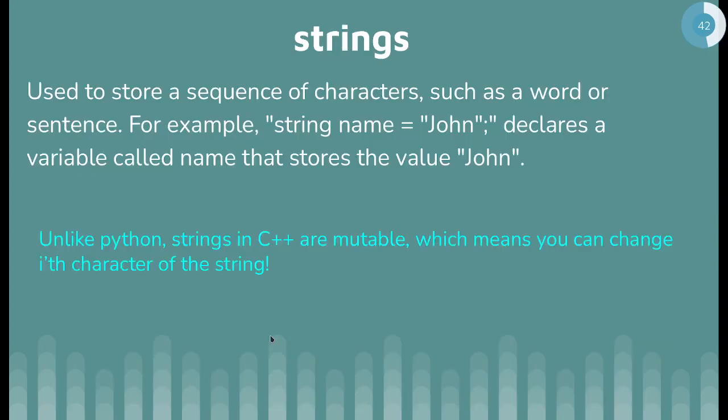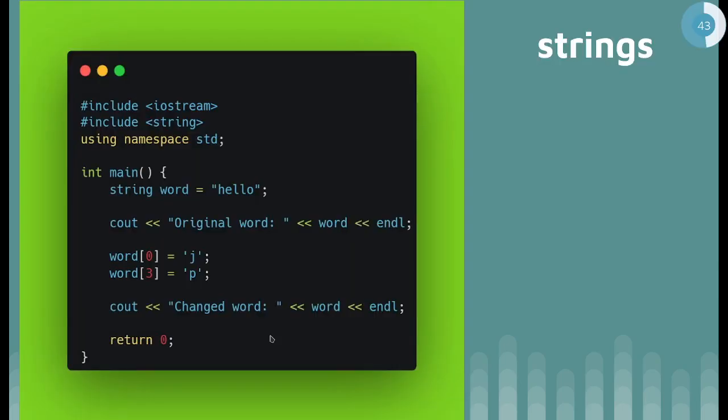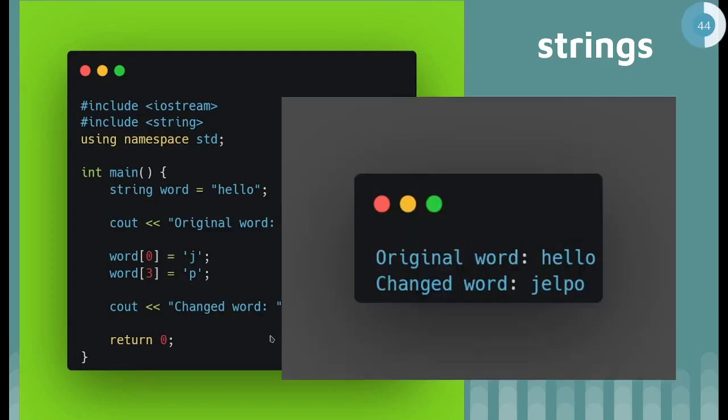Strings are, as usual, like many other languages, they store strings. And unlike Python, in C++ we can change the characters of a string. So, for example, I think I have the example in the next slide. If you have a string hello in the variable word, you can change the characters, for example, the first character and the fourth character, the first one to J and the last one to P, and it's okay, you wouldn't see any error, so you can change characters of strings. And next slide.